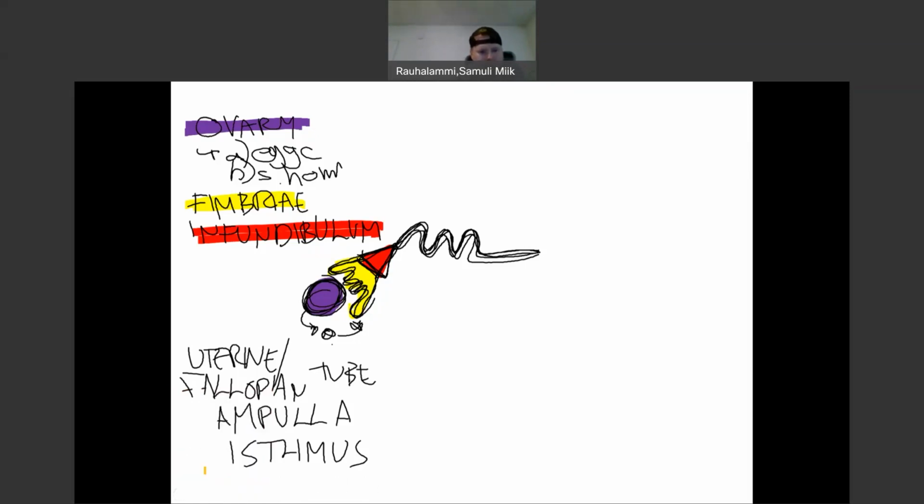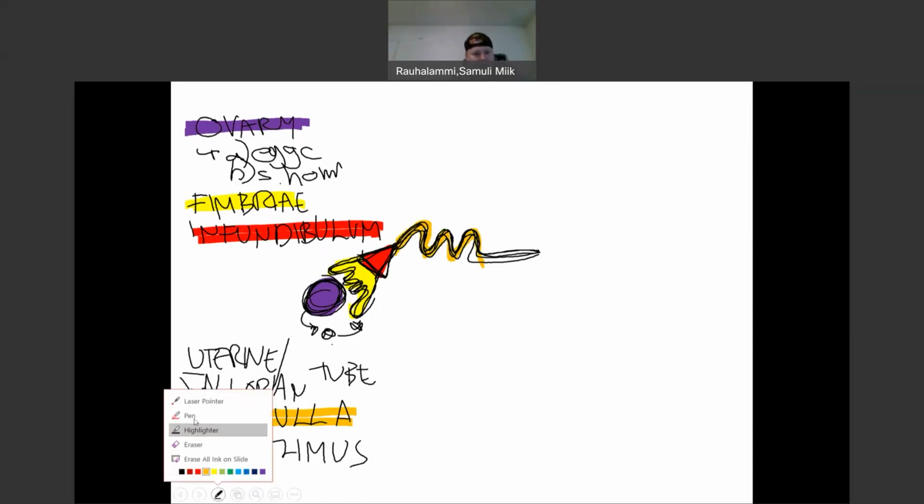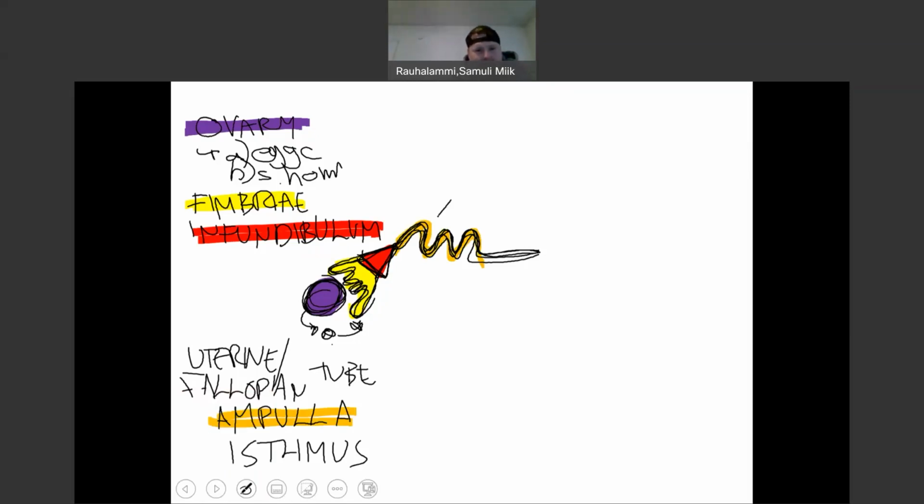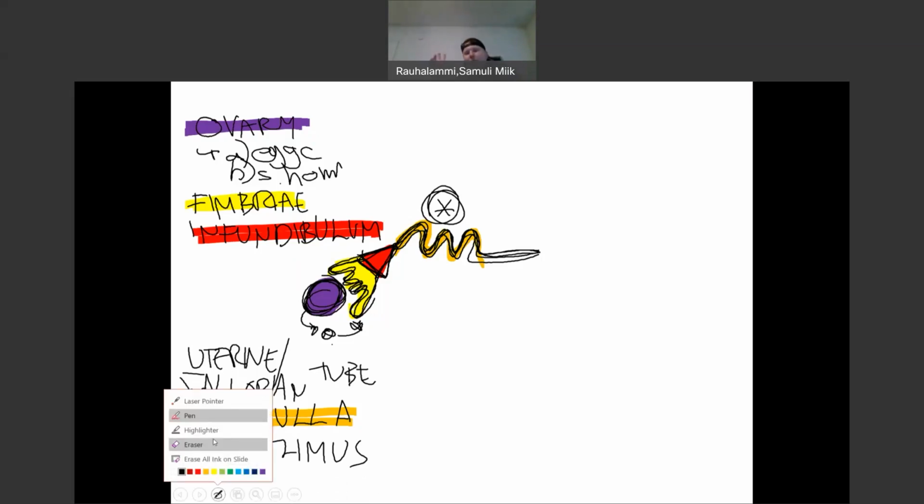Just going to label that for us. So the ampulla is this first part that we'll have a look at. It's a thinner, longer part. This is normally the site where fertilization takes place. So the sperm travels all the way up here, and this is where the fertilization takes place. And then the fertilized egg cell has about 2 to 3 days to travel to the uterus to implant there.